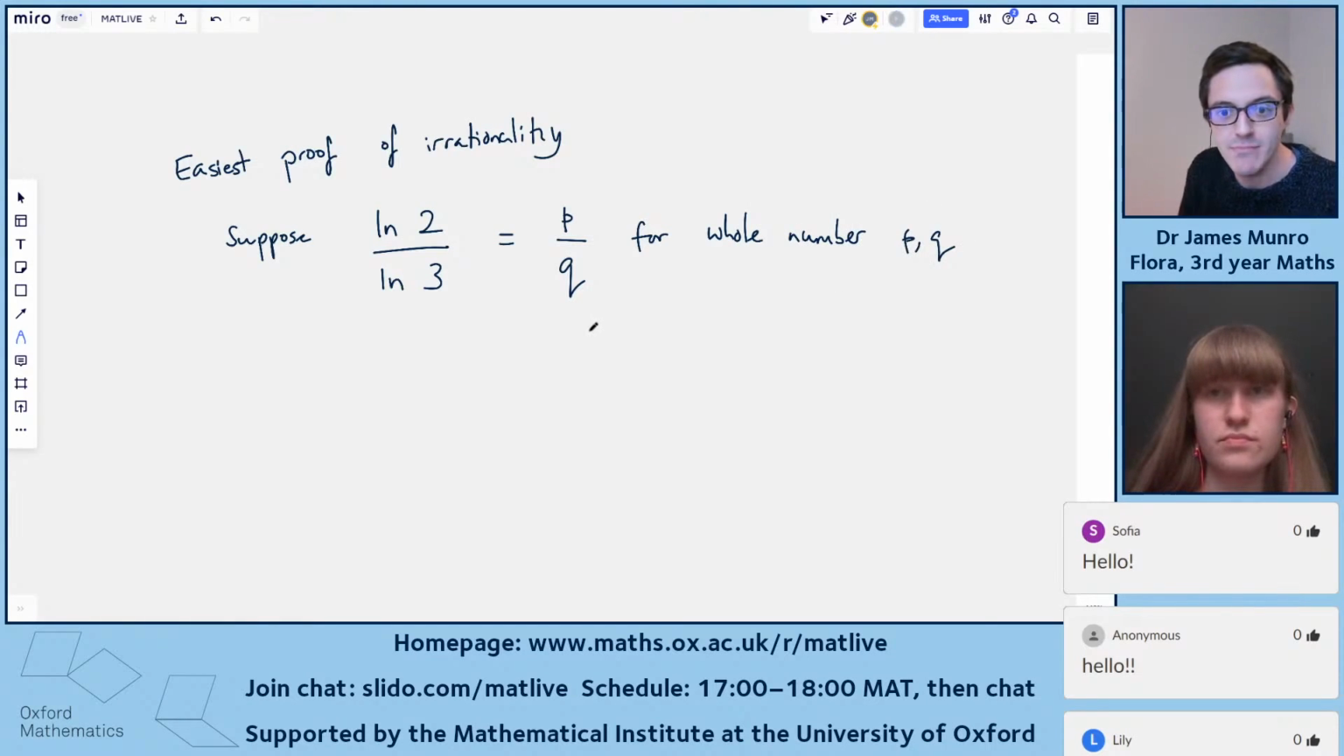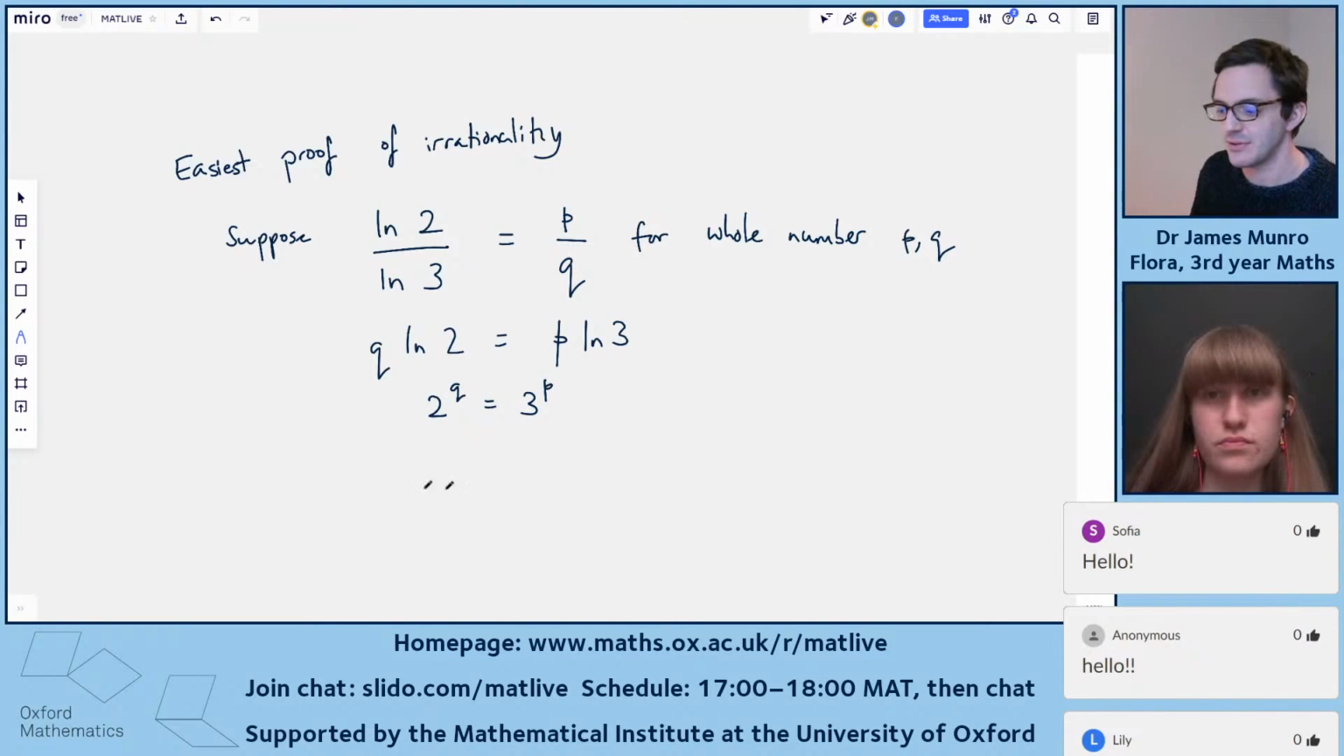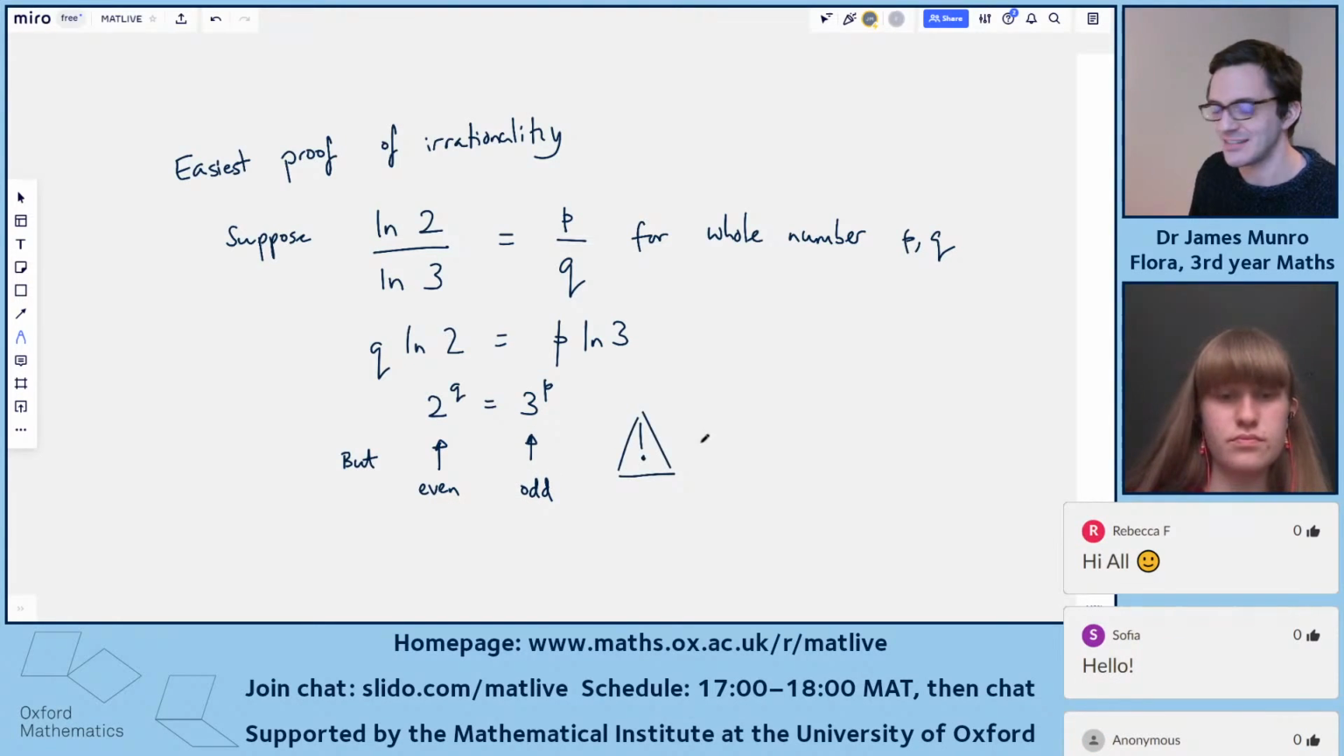Okay, this is going to go immediately to some sort of contradiction. Something's going to go wrong really quickly with this. Okay, we can multiply it up, so we can write q log 2 is equal to p natural log 3, and then exponentiate each side to get, well, what do we get? We get 2 to the q is equal to 3 to the p. But this number on the left is even, and this number on the right is odd. That's a contradiction.